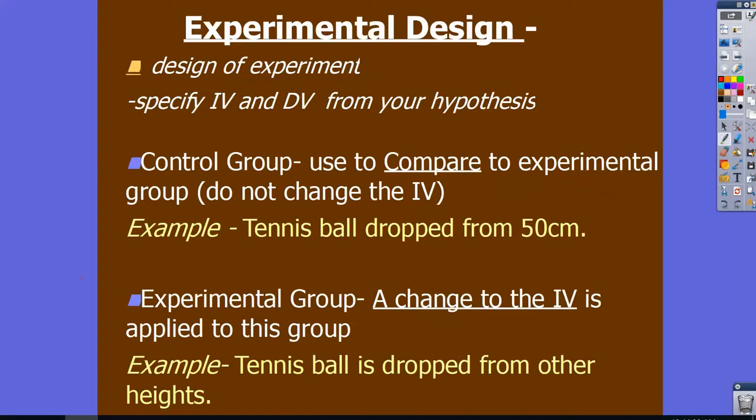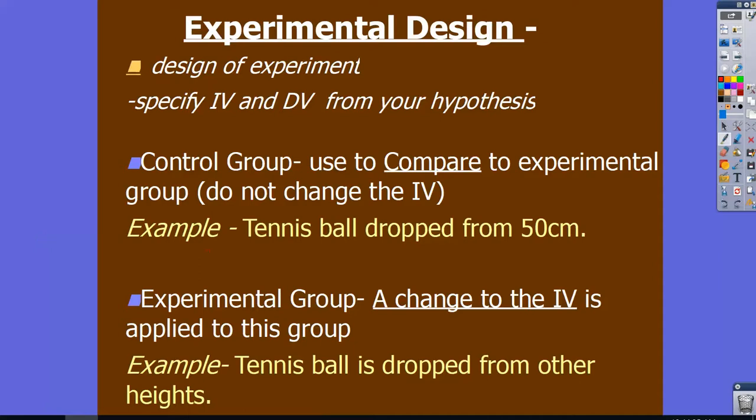After we come up with our hypothesis, we can get into our experimental design. This is actually designing our experiment. We need to make sure we specify our independent and dependent variables, and we have a control group. The control group is the group that we're always going to compare things back to.